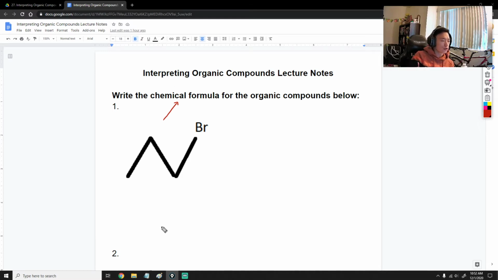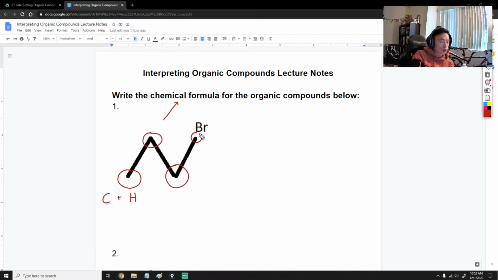Okay, so just to review one quick thing, we learned last time that these corners basically represent carbon and all the hydrogens connected to it. So carbon and hydrogen. Each of these corners that don't have anything drawn on them are basically carbon and hydrogen. Now the number of hydrogens is going to vary depending on what type of corner it is, but we know that these corners all have carbon and hydrogen.